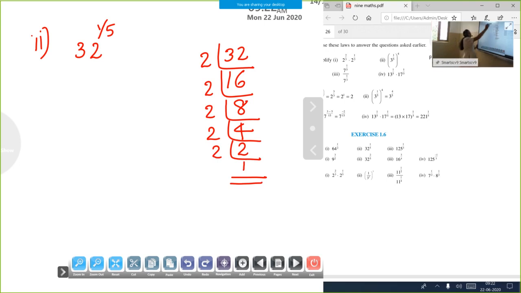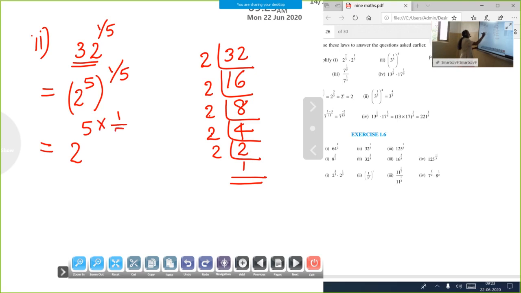Then how many 2's are there? 1, 2, 3, 4, 5 2s are there. So in this place, instead of 32, we can write 2 raised to 5. Because here we get 5 2s, 1, 2, 3, 4, 5. So we can write 2 raised to 5, put bracket there, all raised to 1 by 5. Again, this is of the form a raised to m, the all raised to n. So our answer is 2 raised to 5 into 1 by 5.